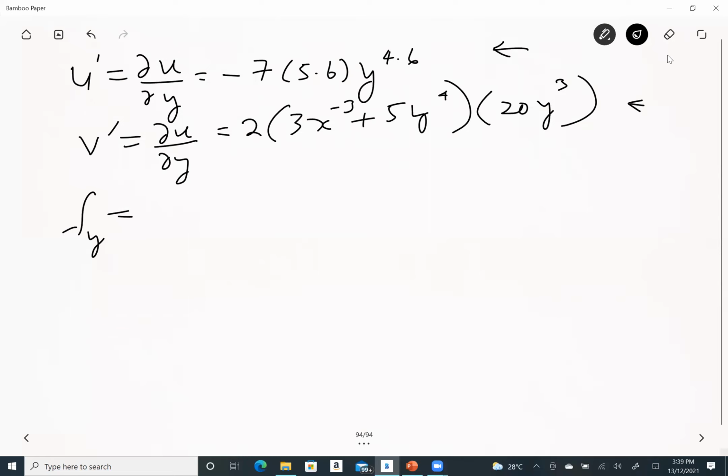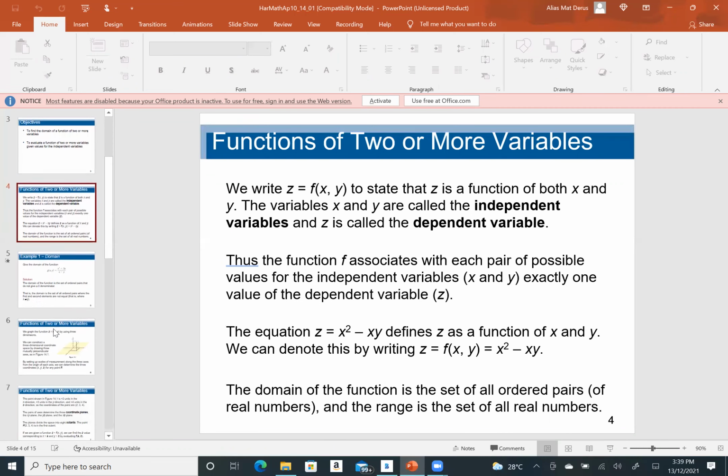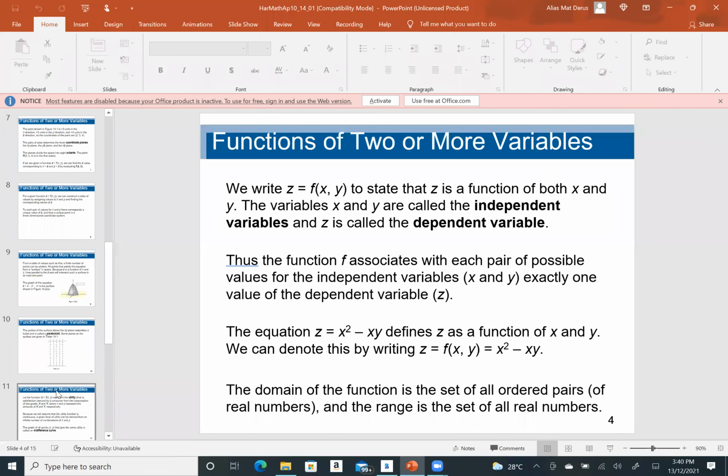Okay, we're going to look at applications. Now, application, we will go back to 14.1. In 14.1, they give you a few examples of application in which you use this kind of function. And then we will do the partial derivative. Mostly the application is on economics. If you look at 14.1, the first example is the utility function.